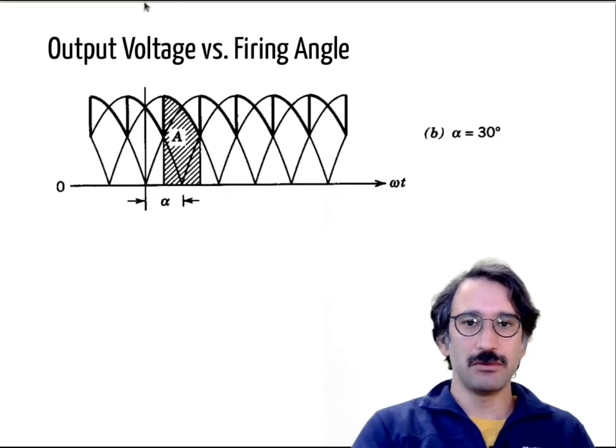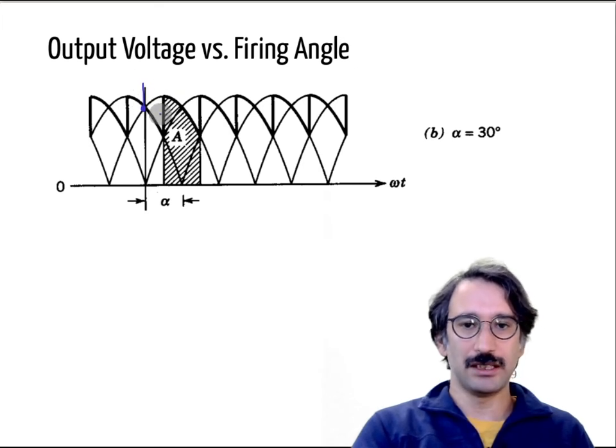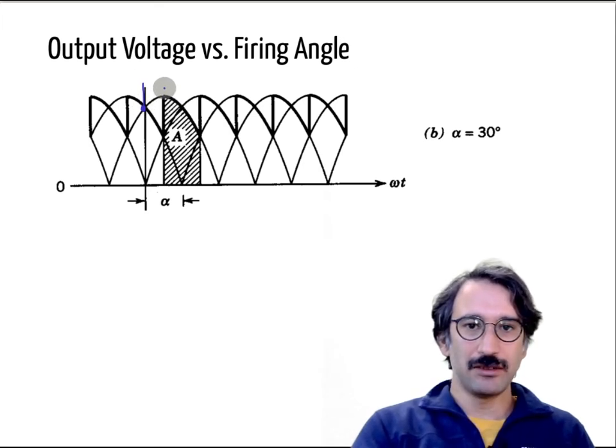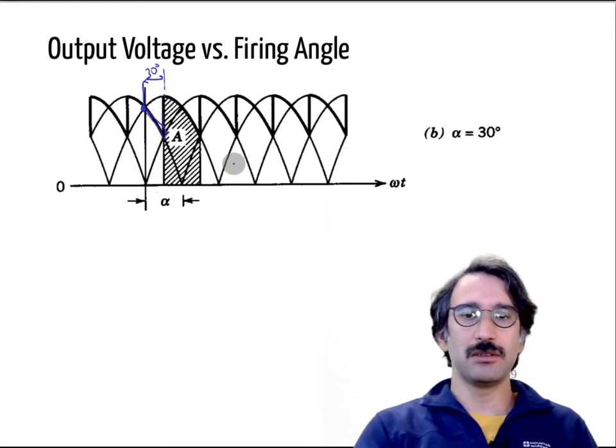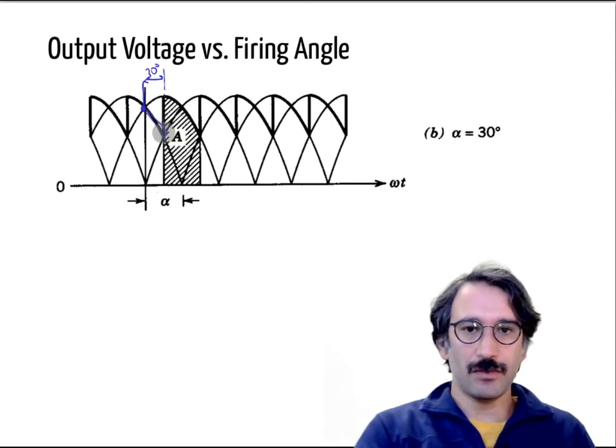Okay, so if you make alpha equal to 30 degrees, again alpha just starts from the point where you can fire, and it makes a difference. So that distance is 30 degrees. I really suggest you draw those things, get a template of sinusoids, and draw it yourself. So it just follows that line.